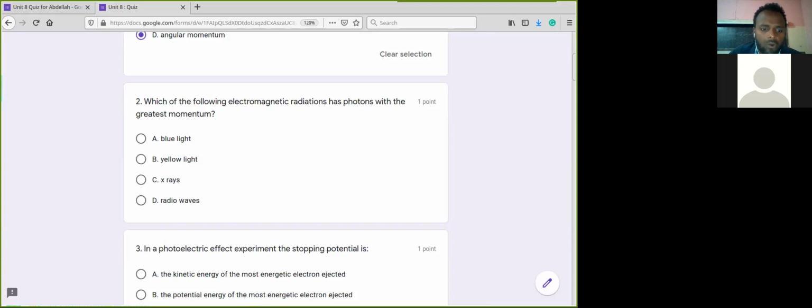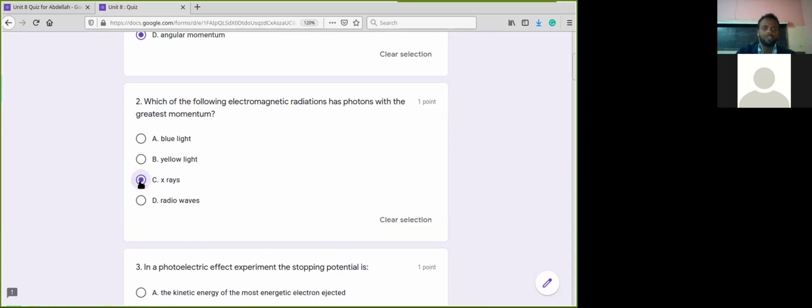Because the wavelength is in the denominator, the number should be small to get maximum momentum. So X-ray has a shorter wavelength compared to the other electromagnetic radiation in the options. Therefore, the correct answer is X-ray, because X-ray has the lowest wavelength and highest frequency of the options. Therefore, the correct answer is option C. So what about question number 3?